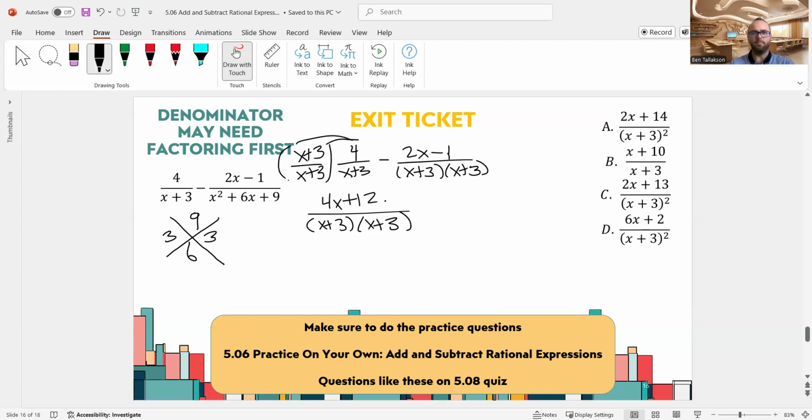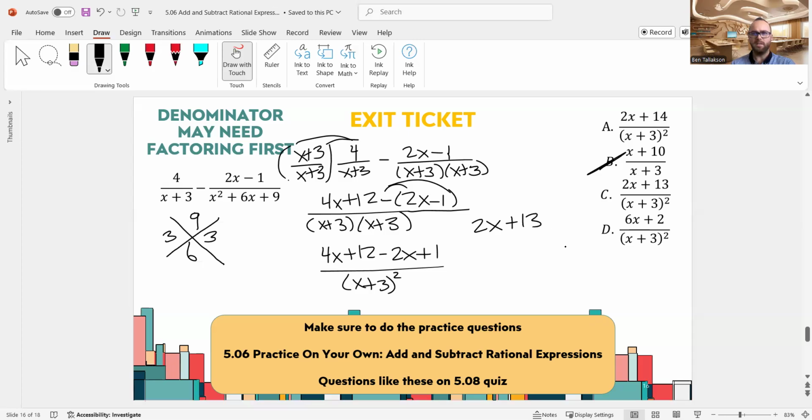And what do we have? We have minus all of this. We're going to use parentheses because remember that minus needs to distribute to everything. So we have 4x plus 12 minus 2x plus 1. We know our denominator is going to be x plus 3 squared. So we know b is out. Okay. And might as well write it like that now. So what does this simplify to? We have 4x minus 2x, and we have 11 plus 1. Do we see that numerator? Yes, we do.